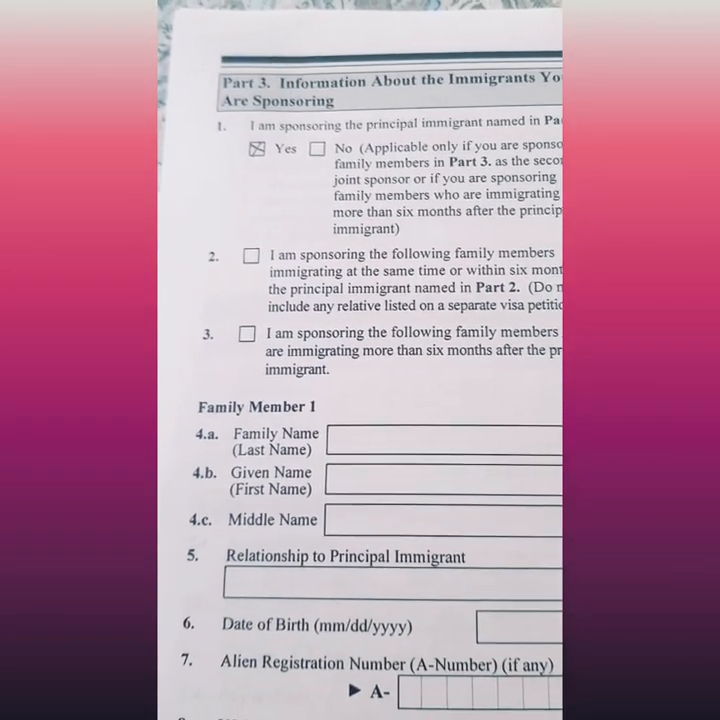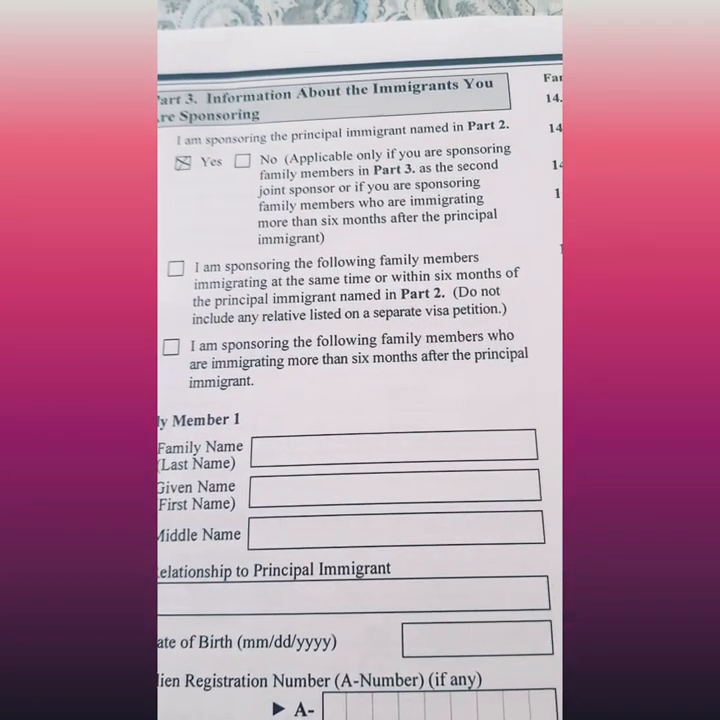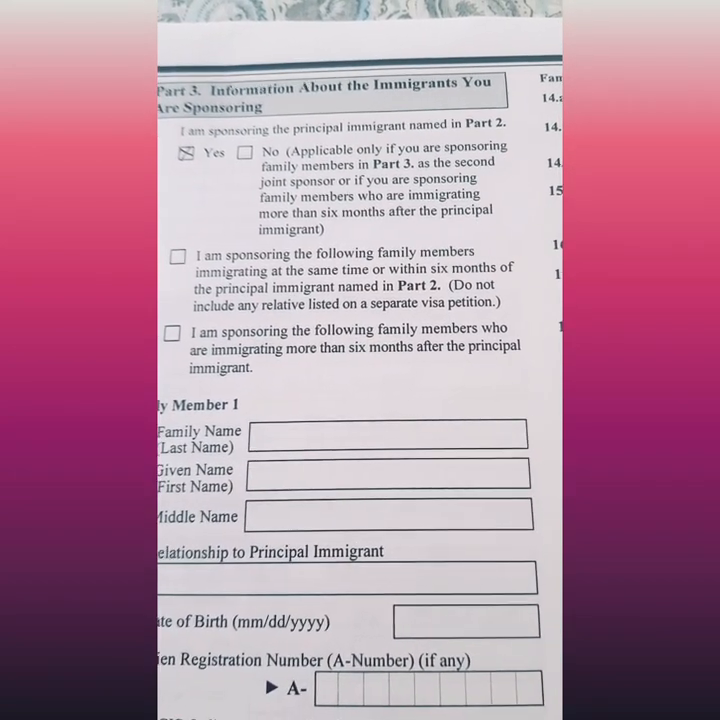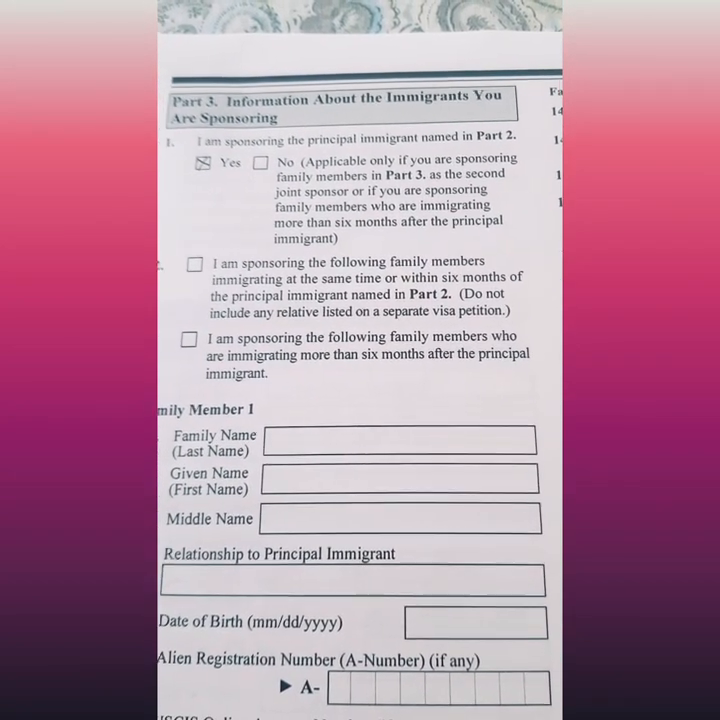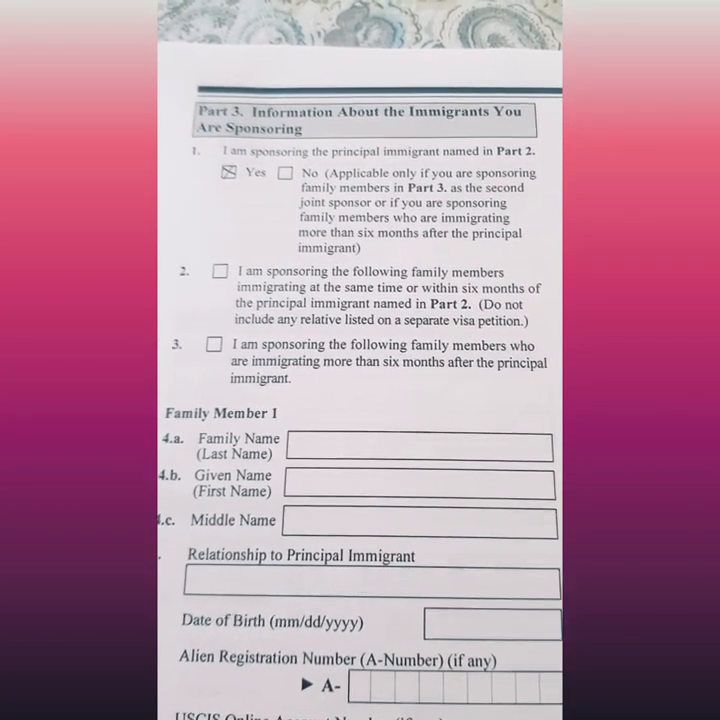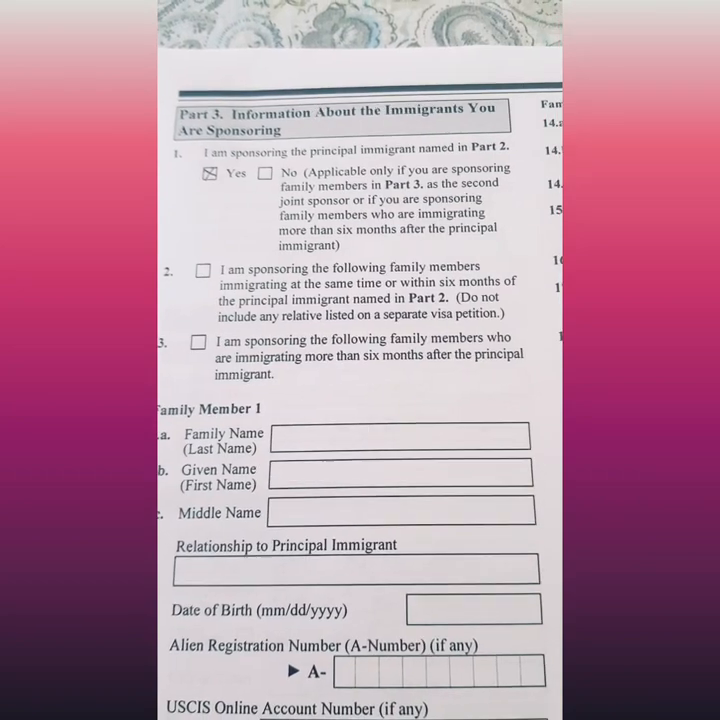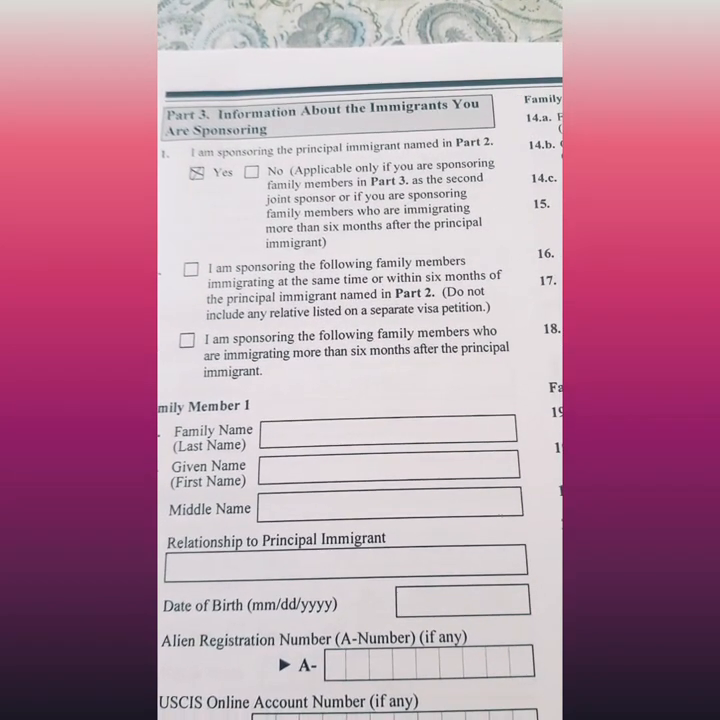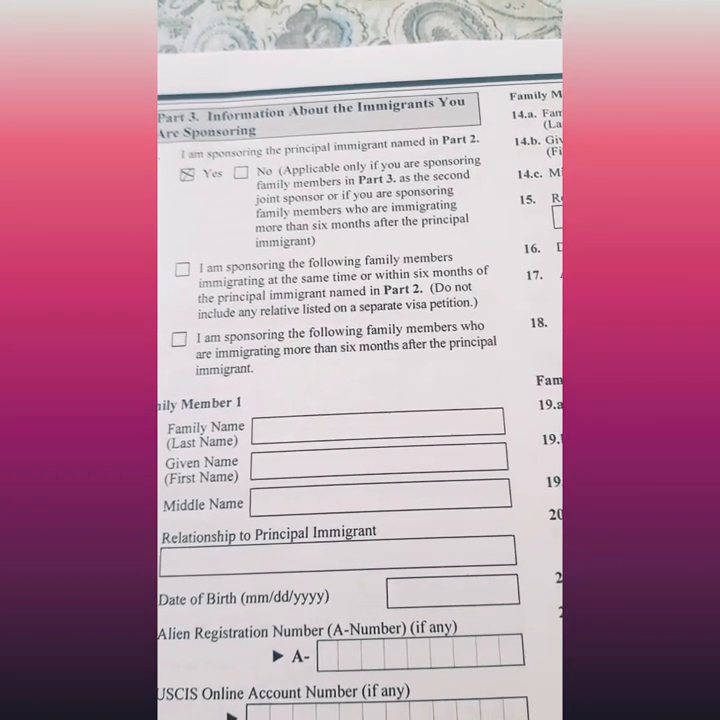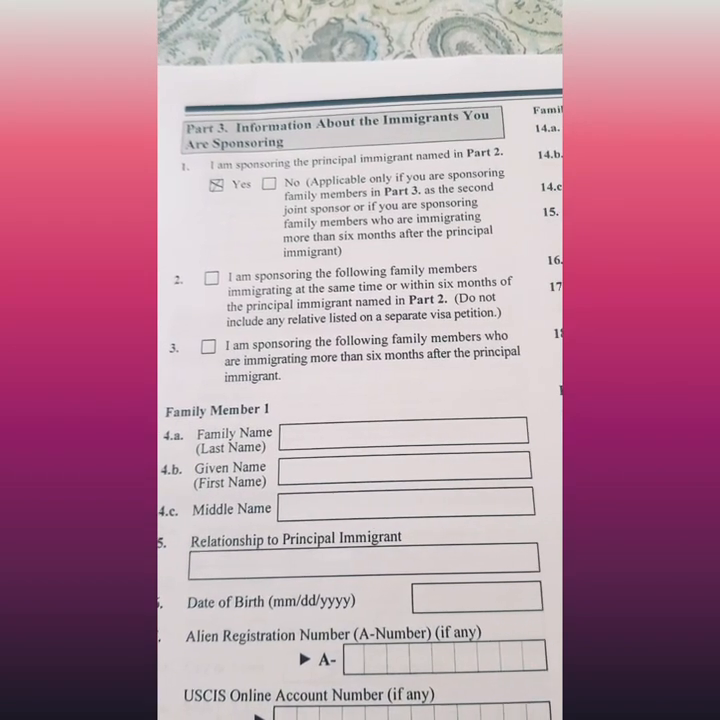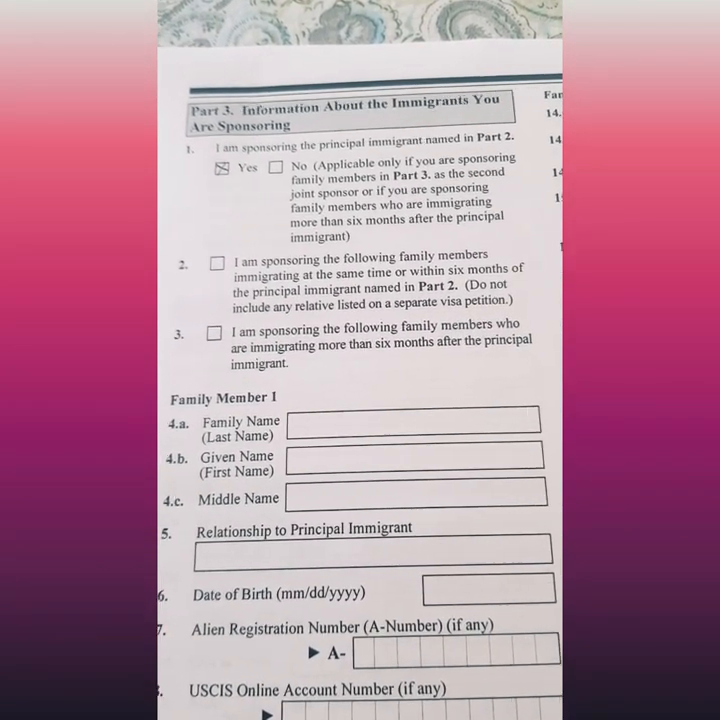So number 2 says, I'm sponsoring the following family members immigrating at the same time or within 6 months of the principal immigrant, named in part 2. Do not include any relative listed on a separate visa petition. So if there's any family member immigrating at the same time, within 6 months of the principal immigrant named in part 2, then you indicate.